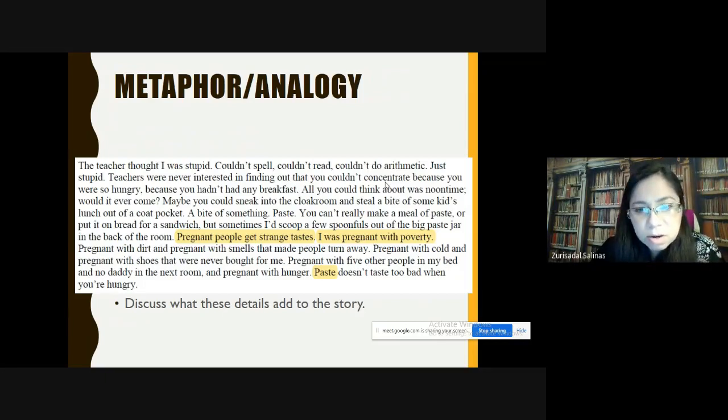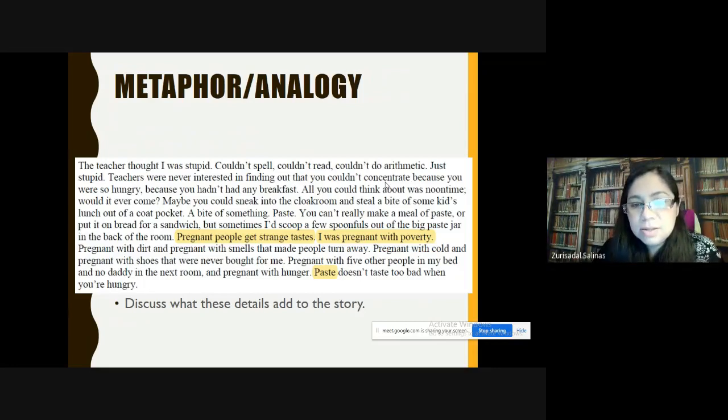Maybe you could sneak into the cloakroom and steal a bite of some kid's lunch out of a coat pocket, a bite of something. Paste. Notice that one word, one sentence. We'll talk about that later. You can't really make a meal out of paste or put it in a bread for a sandwich.